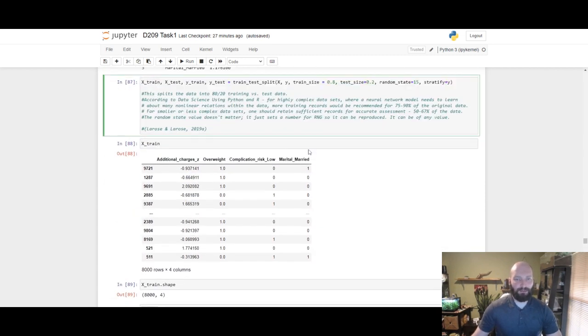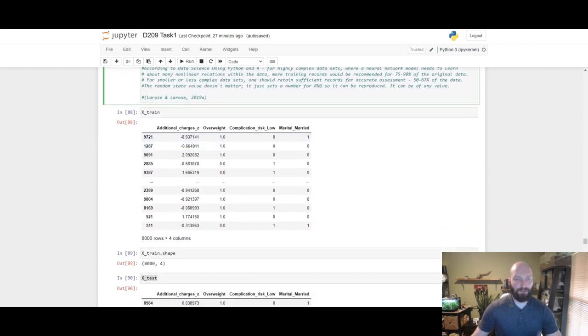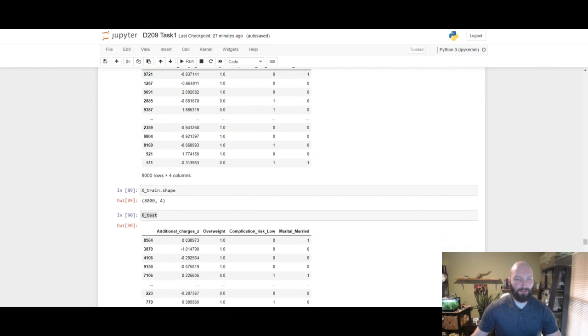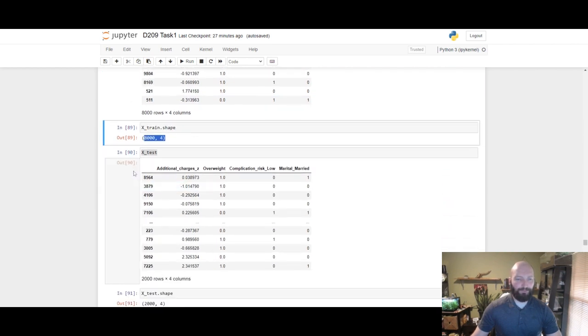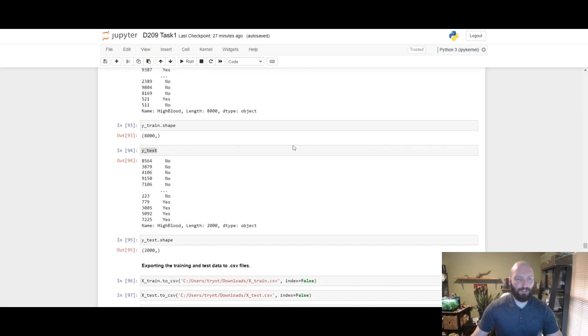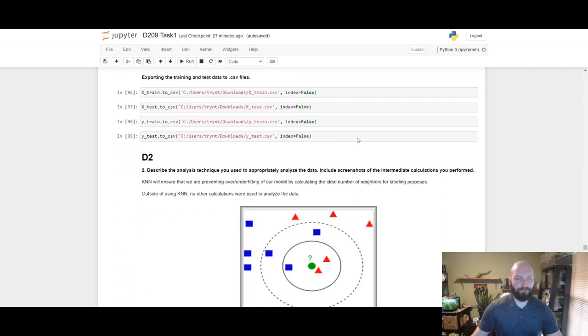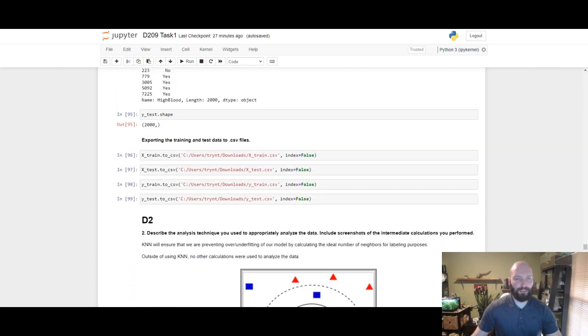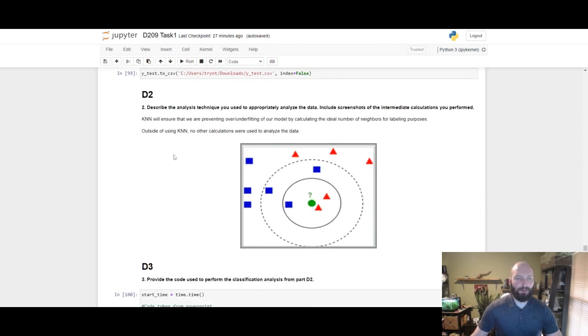And then looking at the actual X train and then the shape, and exporting the trains and tests to CSV files.